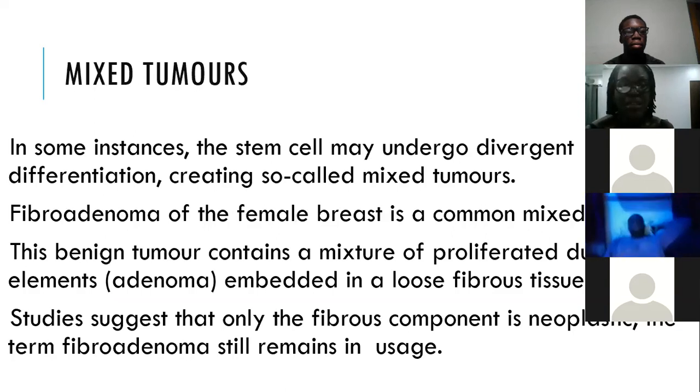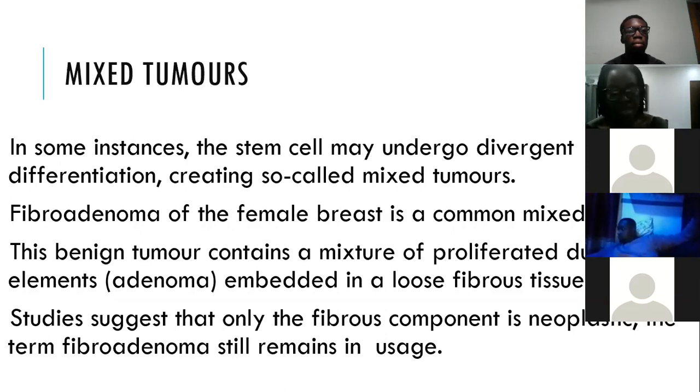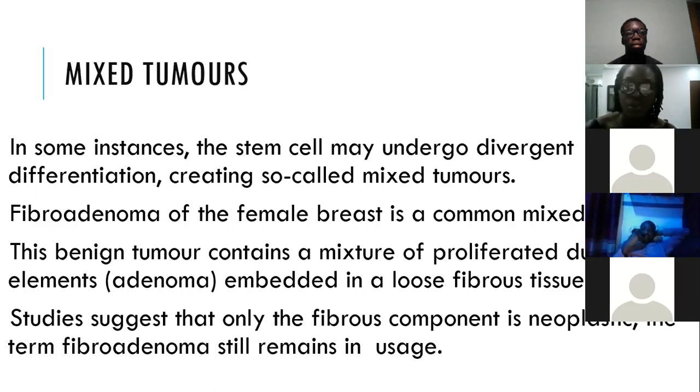We said that the tumor can be of connective tissue, maybe fibrous tissue, so it's a fibroma. Sometimes you can have a mixture of both epithelial tissue and connective tissue. An example is a fibroadenoma of the female breast, which is a benign tumor felt as a lump in the breast, which is mobile and non-tender. This kind of tumor is a mixed tumor. It is a fibroadenoma, meaning that it consists of both fibrous tissue and glandular tissue.